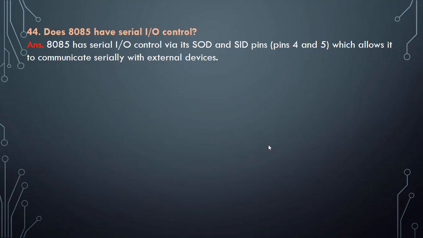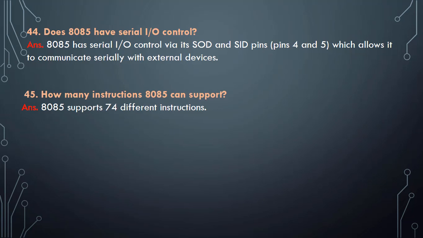The next question, does 8085 have serial input output control? Yes, 8085 has serial input output control via the serial output device SOD and serial input device SID pins, which are pin numbers 4 and 5, which allow it to communicate serially with external devices. The next question, how many instructions can 8085 support? It's a very important question. The 8085 supports 74 different instructions.